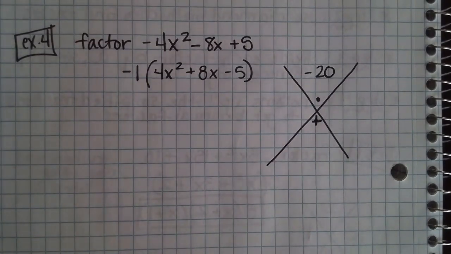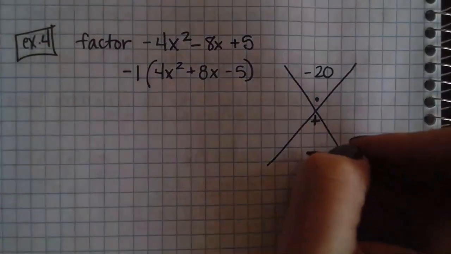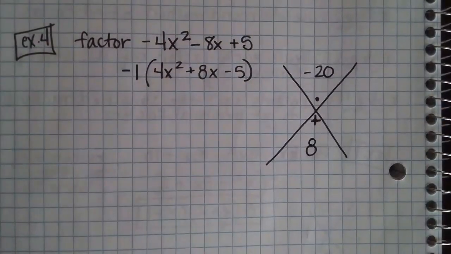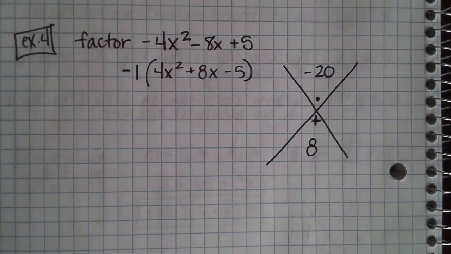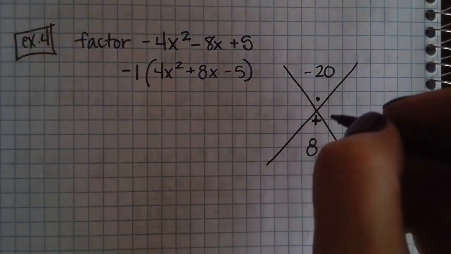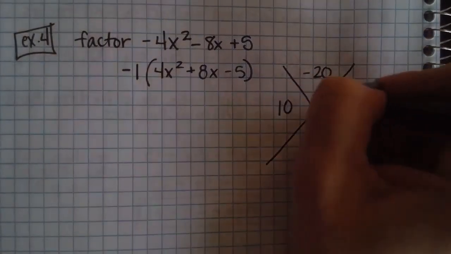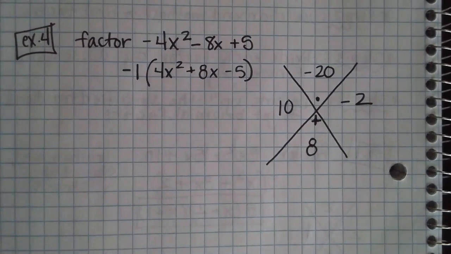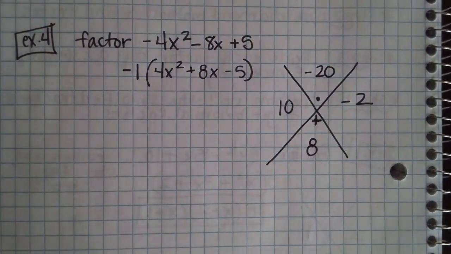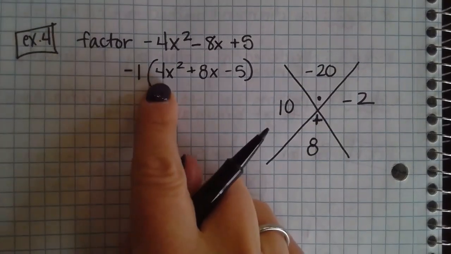Okay. A times C, negative 20. B, 8. What are our two factors? 10. Okay, good. 10 and negative 2. Very good. Positive 10, negative 2. Multiplied equal negative 20. Check. We add to equal positive 8. Good. Okay, our next step, A did not equal 1. What do we need to do?